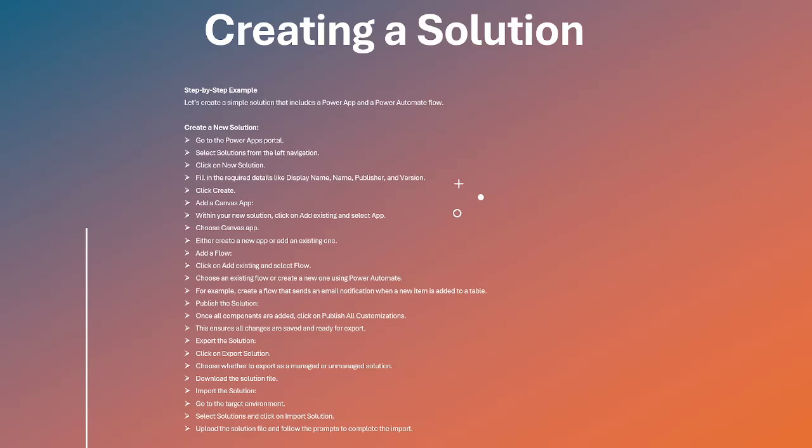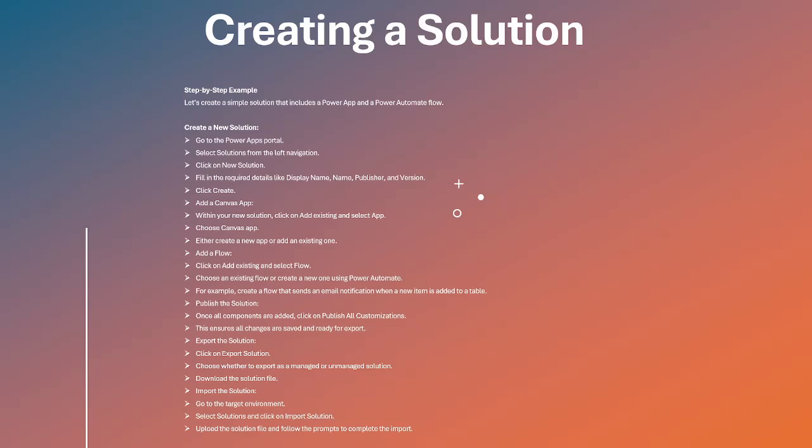Once the solution is created, you can add a canvas app. Within your new solution, click on add existing and select the app, and you can choose a canvas app. Either create a new app or add an existing one. You can add a flow. Click on add existing and select a flow. Choose an existing flow or create a new one using Power Automate. For example, create a flow that sends an email notification when a new item is added to a table.